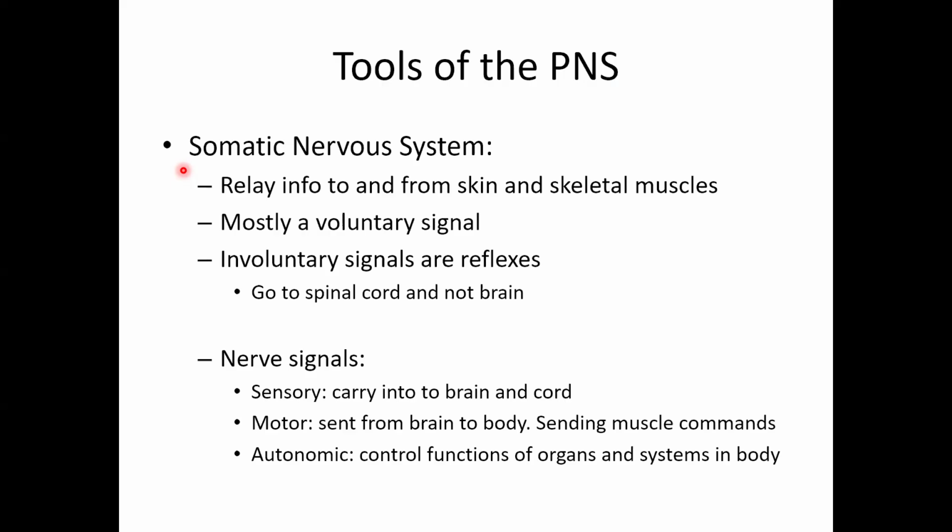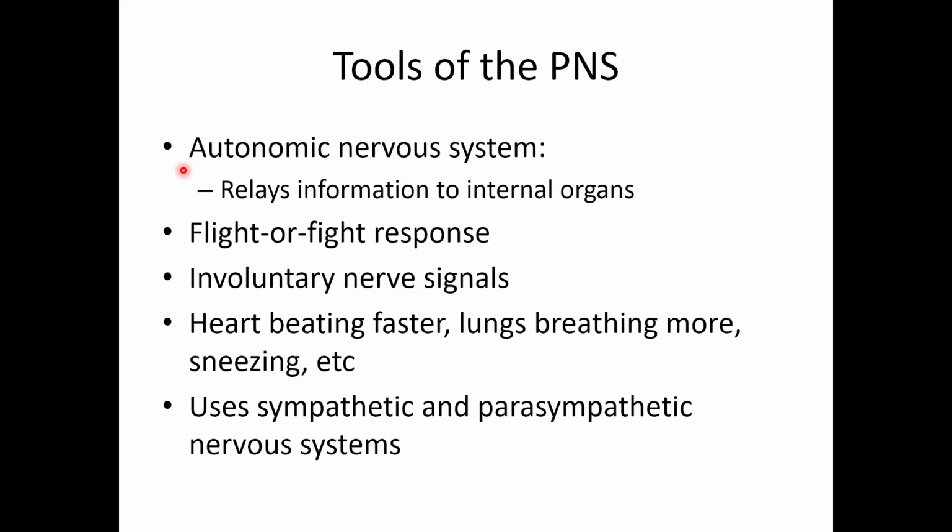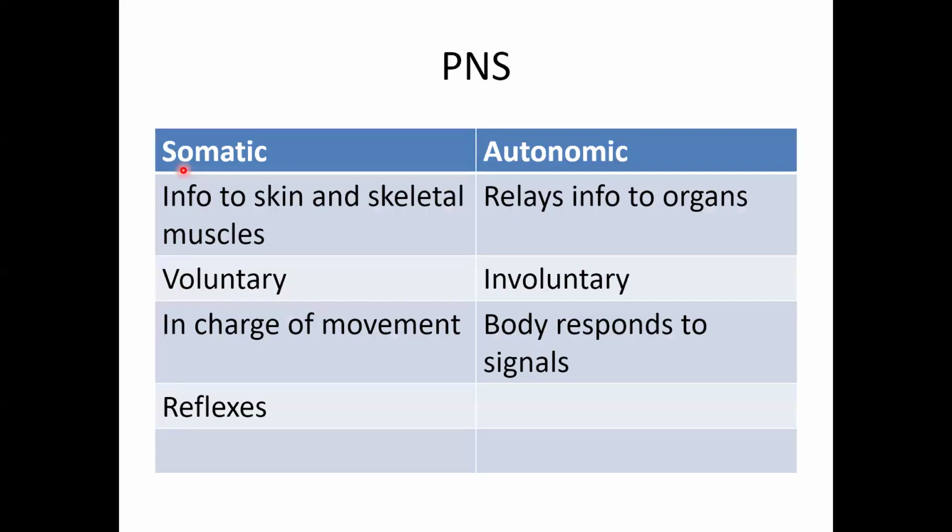Your nerve cells, again, you have three of them. You have sensory ones, you have motor ones, you have autonomic ones. Your autonomic nervous system sends the information to the organs, right? Fight or flight response, involuntary nerve signals. This is what controls all of your organs.